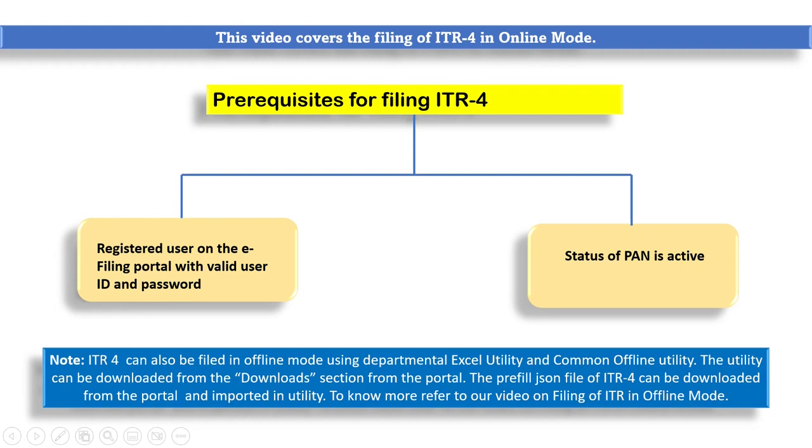However, the form can also be filed in offline mode using the Departmental Excel utility and Common Offline utility. The utility can be downloaded from the Downloads section of the portal. The pre-filled JSON file of ITR-4 can also be downloaded from the portal and imported in the utility. To know more, refer to our video on filing of ITR in offline mode.